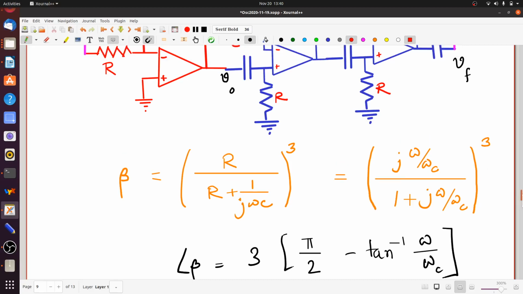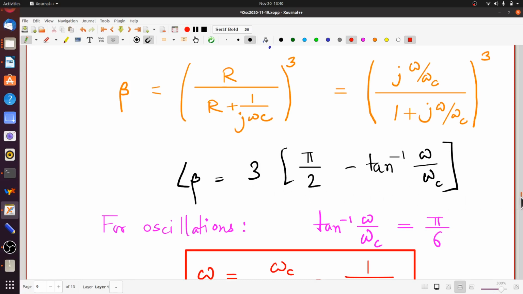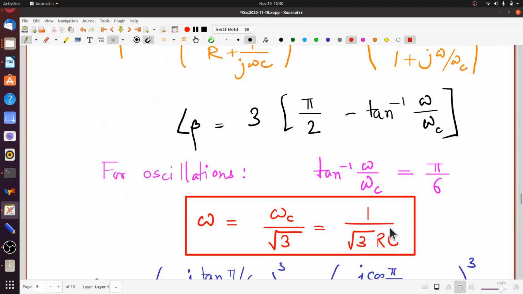So you want this overall thing, for oscillations to occur, to be 180 degrees. As a result, the original 180 degree phase shift can be cancelled out, and you get an overall 360 degrees, which is, of course, the same as 0. So for oscillations to occur, tan inverse omega by omega c must be equal to pi by 6, because only then will this quantity add up to pi. Of course, that will happen when omega is omega c times tan pi by 6, which is omega c by root 3, 1 by root 3 RC.